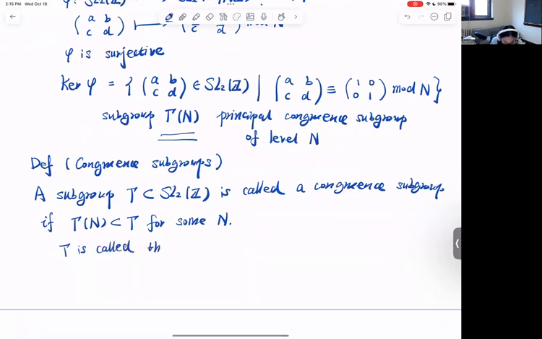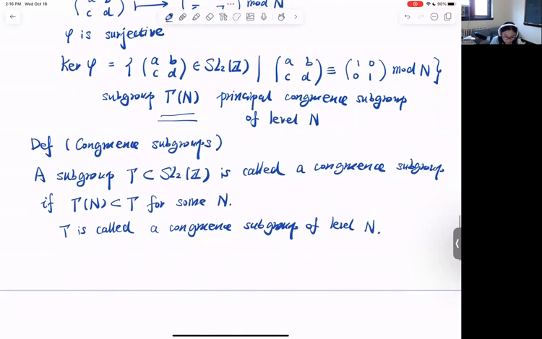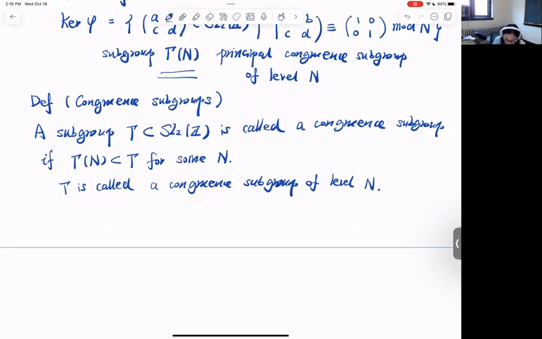And if that's the case, then gamma is called a congruence subgroup of level n. Okay, so let's look at some examples of congruence subgroups. The two most important examples are the following. First of all, let's look at gamma 1 of n.